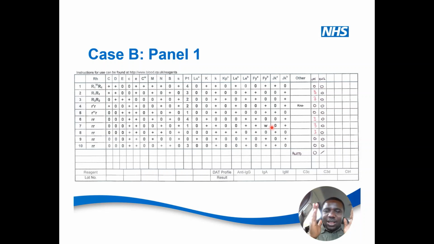So, but you cannot exclude kPa. So the answer now is that the antibody is antibody FYA, but cannot exclude kPa. Of course, you can just say FYA and kPa as the case may be.